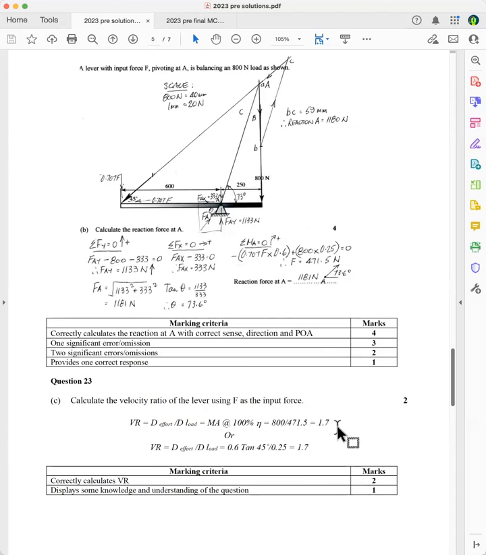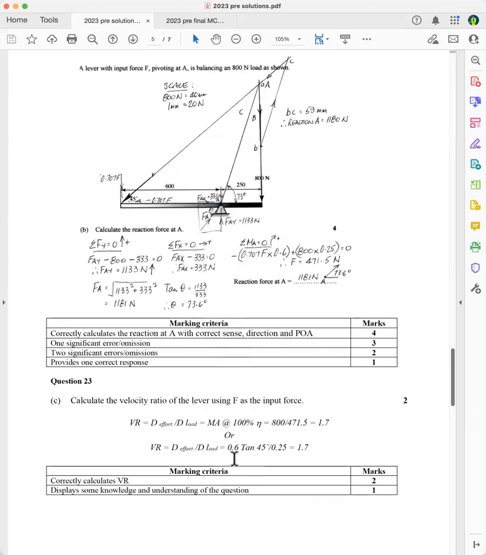And so that works out to be a velocity ratio of 1.7. So in other words, F is going 1.7 times the speed that 800 newtons is going. Or you can use the velocity ratio as the distance the effort moves over the distance the load moves. Now you've got to get this perpendicular distance, and that will be 0.6 tan 45. So that's the moment of the force. Okay, and so it is pi d multiplied by 0.6 tan 45, and that will give you that distance there.